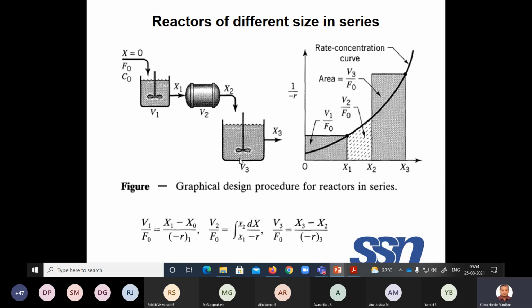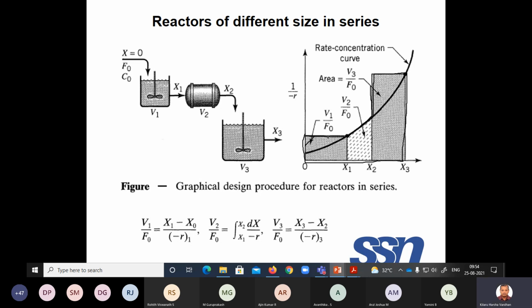And what is the third reactor? The third reactor is a big reactor, going from X2 to X3, so it is the area of a rectangle. So what will be the combination? What will be the entire volume of the reactors going from the initial conversion to X3? It is nothing but this rectangle, I'll put the pointer here, this rectangle, this area under the curve, and then this particular one, the entire thing.